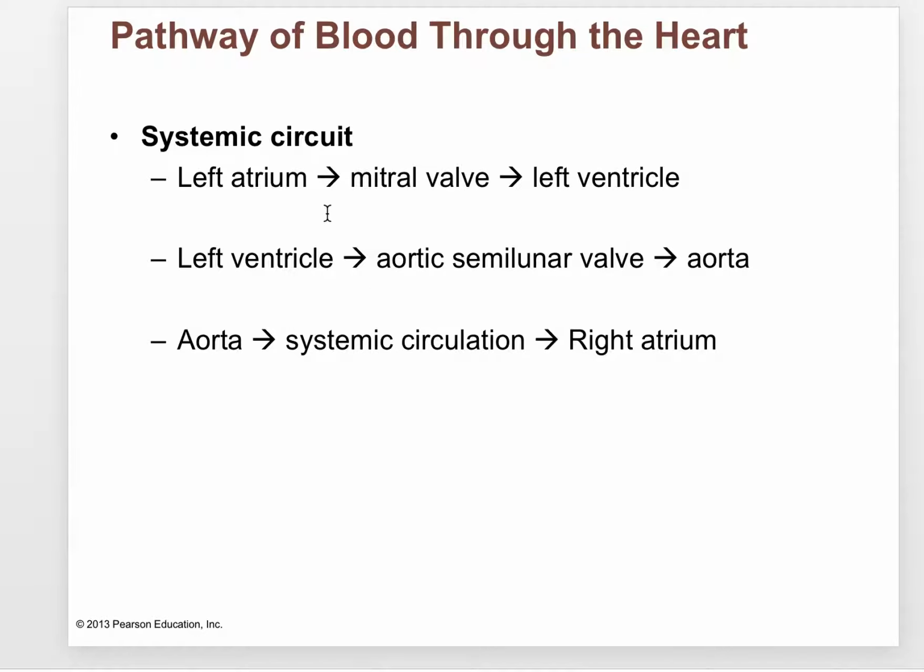From the left atrium, blood flows past the mitral valve into the left ventricle. The left ventricle contracts, pumping the blood through the aortic semilunar valve into the aorta. From the aorta, blood flows to all the systemic circulation and eventually makes its way back to the right atrium again, and the cycle repeats itself.